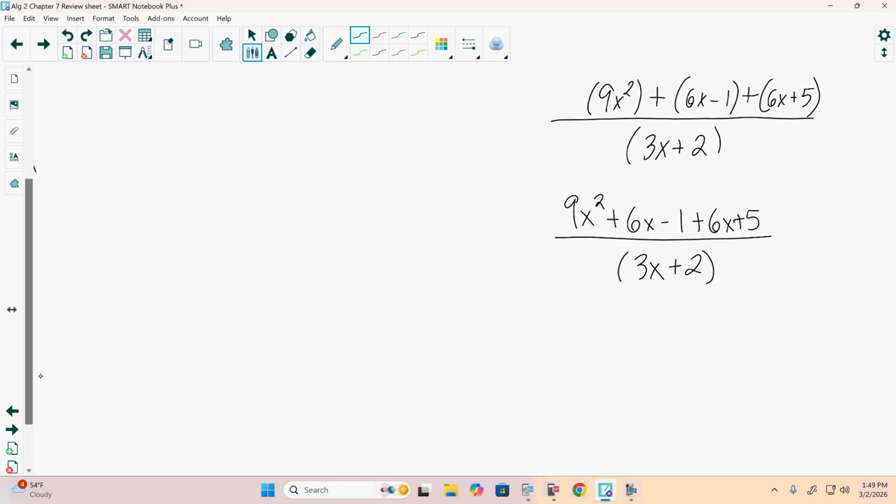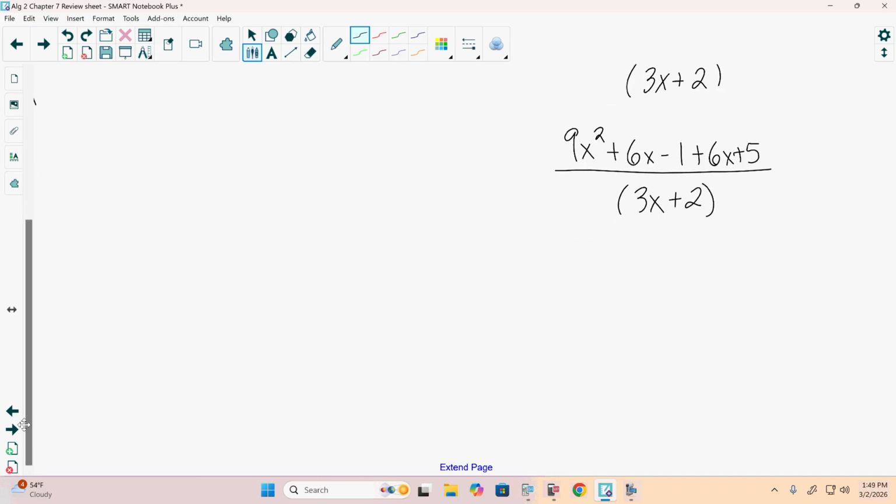And we end up with 9x squared plus 6x minus 1 plus 6x plus 5, all over 3x plus 2. Now, when we combine like terms, 9x squared is going to be 9x squared.